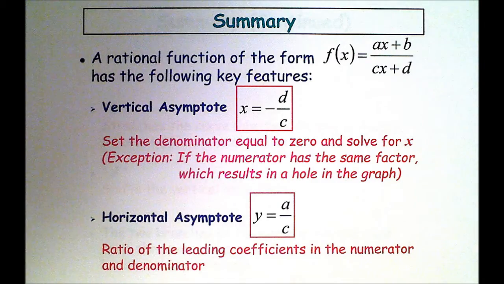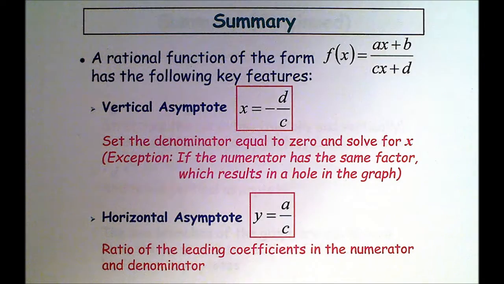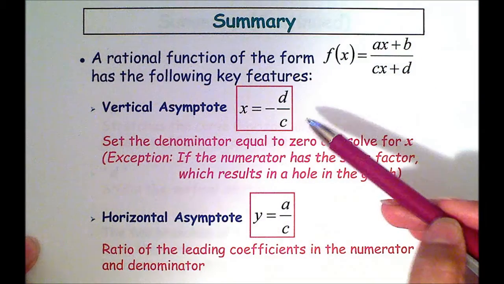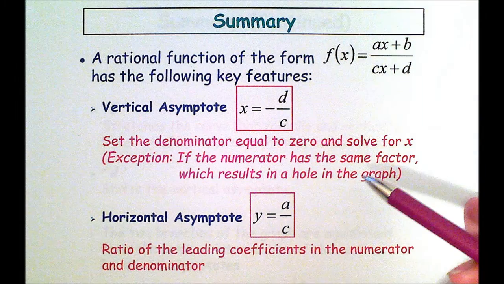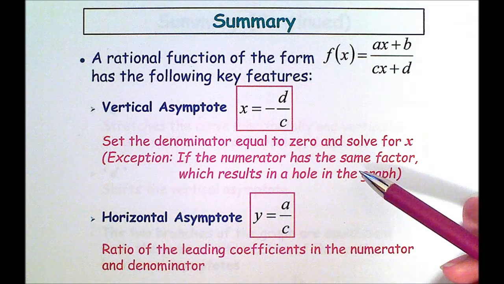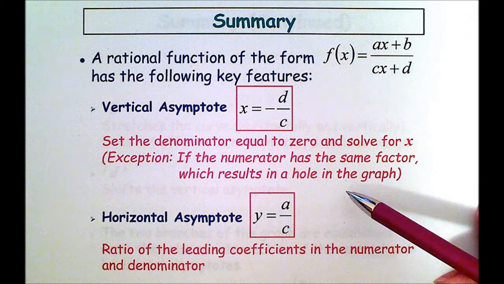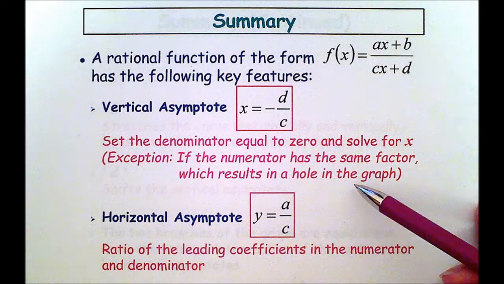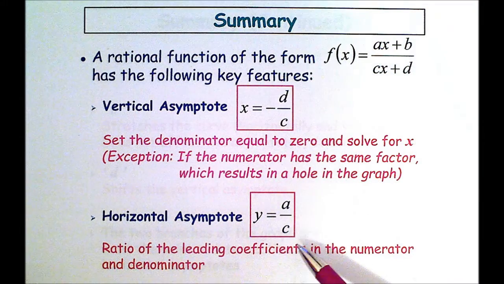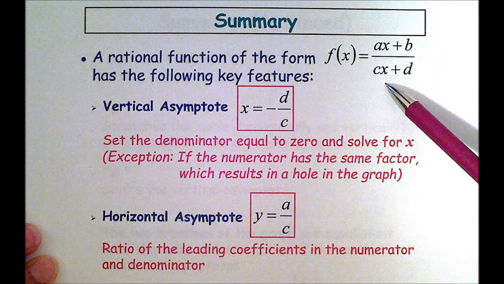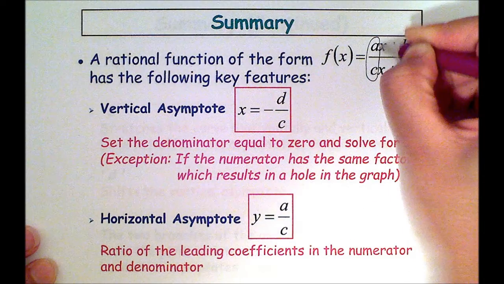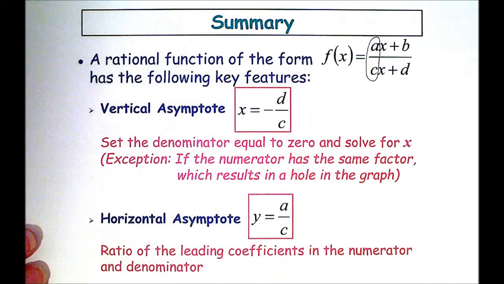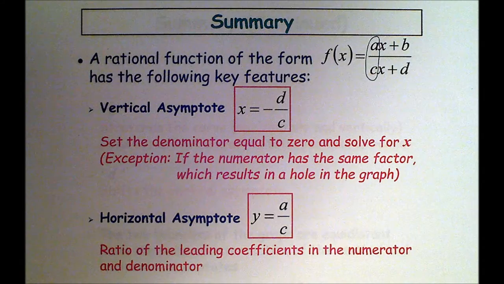Okay, so just to summarize everything that we've looked at for a rational function, where the degree of the numerator and denominator are the same. First of all, the vertical asymptote is a value of x that will make the denominator equal to 0. The only time there is an exception is if the numerator has the same factor as the denominator, which will end up resulting in a hole in the graph, just like we saw in the last example. And then horizontal asymptote, because the degree of the numerator and denominator are the same, you can find the horizontal asymptote just by focusing on the leading coefficient in the numerator and the leading coefficient in the denominator. And so it's just a ratio of those two leading coefficients.